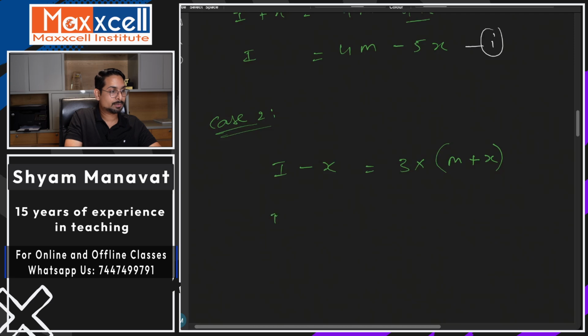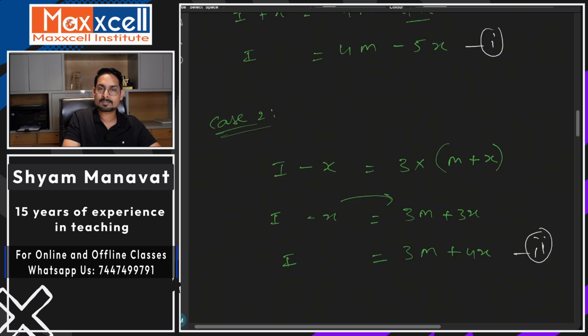So here you can say I minus x equals 3 times m plus x; let's open the bracket and simplify this. So here you have 3m plus 3x. I hope you have no problem with the formation of the equation, right? If you bring x to this side, you will get I equal to 3m plus 4x. Yes, this is your second condition. Are you okay with this, right?